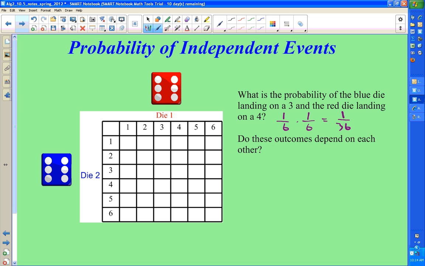Any questions on that? And the outcomes, are they dependent upon each other? Not a chance.